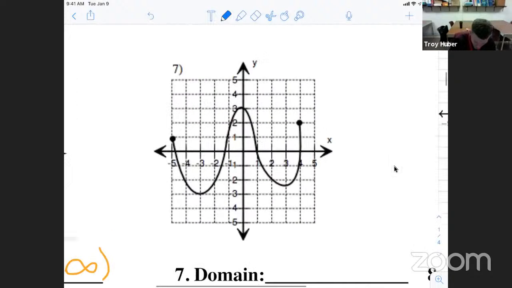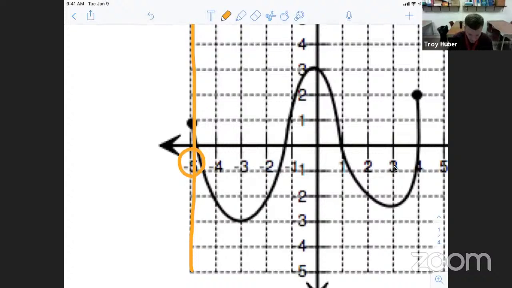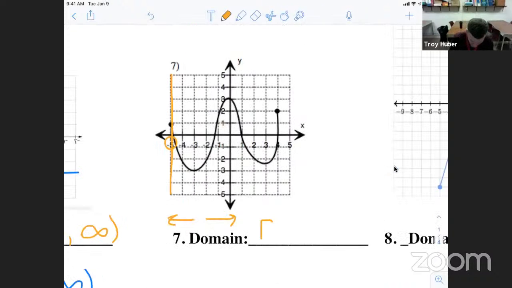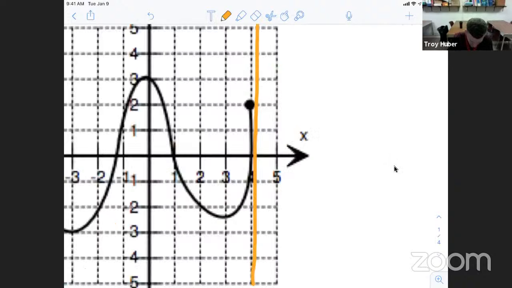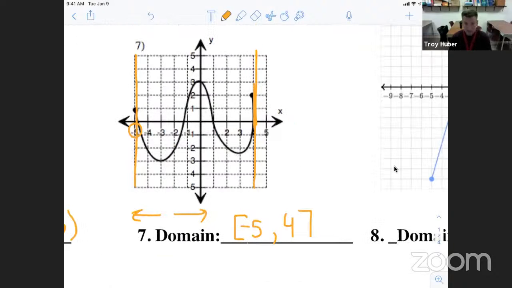Okay, domain. So remember, left, then right. Left, I see it goes to this point right here, which is on that x is equal to -5. So I'm going to say -5 to the right side, which goes to 4, and it's on that x is equal to 4, so I'm going to use that bracket. All right, and then range.